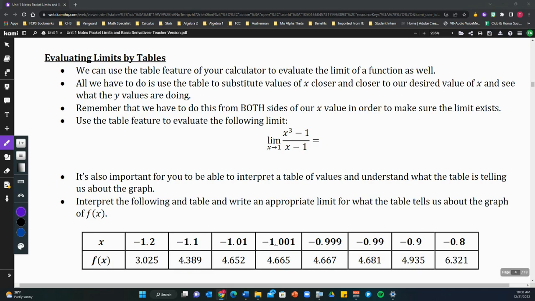The biggest thing to remember, though, is we have to approach both sides of our x value to make sure that we're approaching the same thing. So the first one we're going to try is this rational function: the limit as x approaches 1 of the function (x cubed minus 1) over (x minus 1).